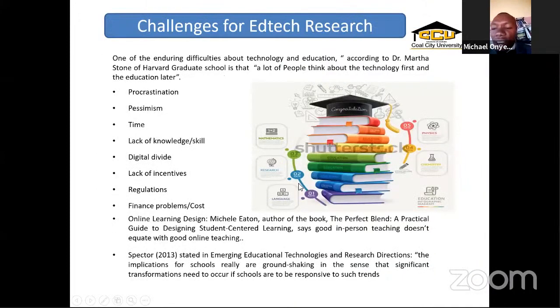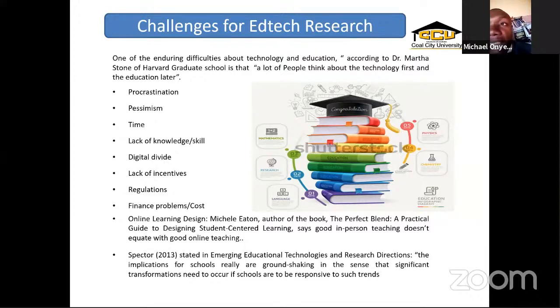Now, one of the enduring difficulties about technology and education, according to Dr. Martha Stone of Harvard Graduate School, is that a lot of people think about the technology first and the education later. So people tend to think about technology first before thinking about education. And that is a challenge. If you are thinking about technology, you must think about education. They are interwoven, because you cannot design technology before applying it to education.